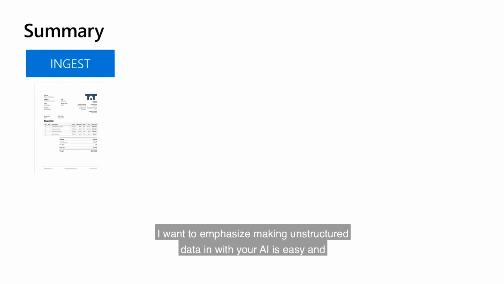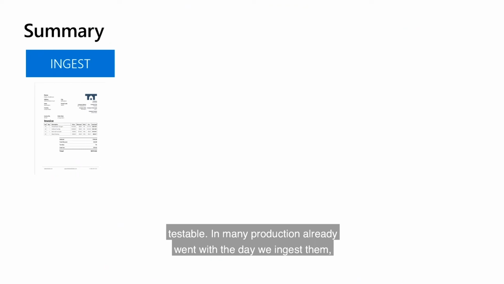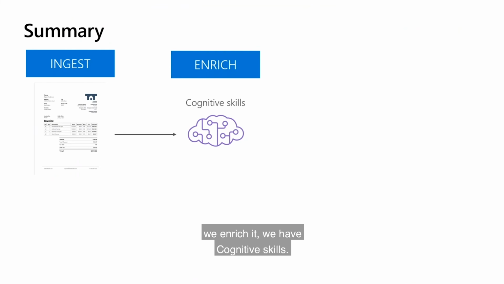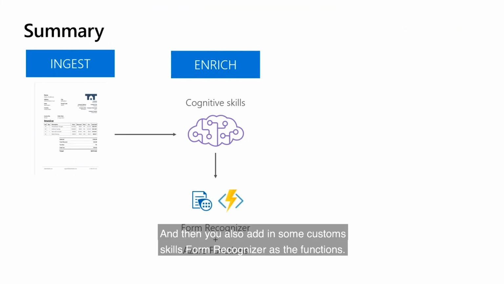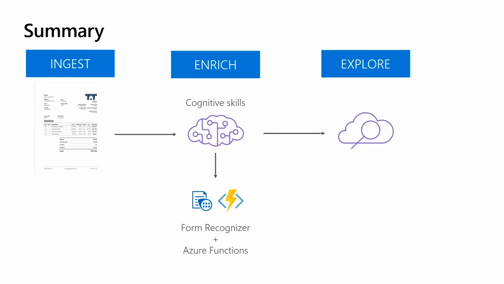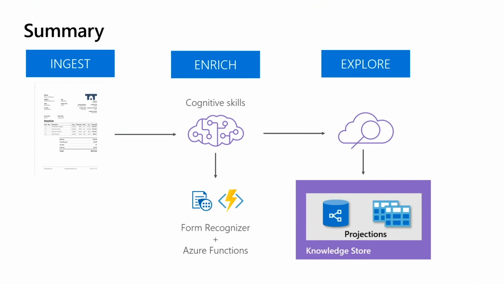So in summary of my section, I want to emphasize that making unstructured data work with AI is easy and testable. Many products were already gone through today. We ingest them, we enrich them with the cognitive skills, and then we also add in some custom skills, Form Recognizer as functions. We can put it in the explorer to search it, so everyone can make use of it with the indexes. And then the last thing is we can also put it in the knowledge store and then report on it, make sense of the data.